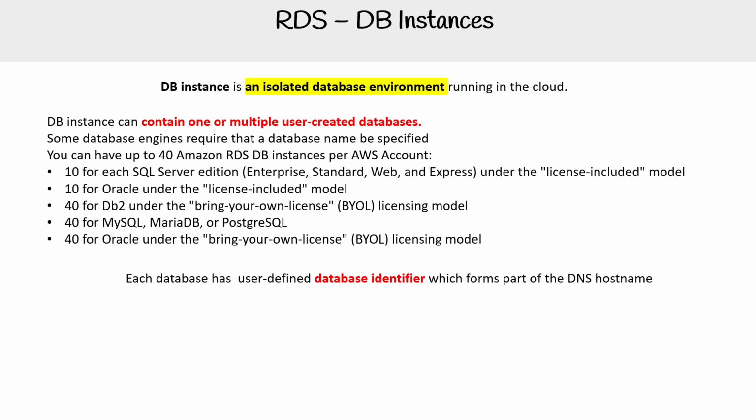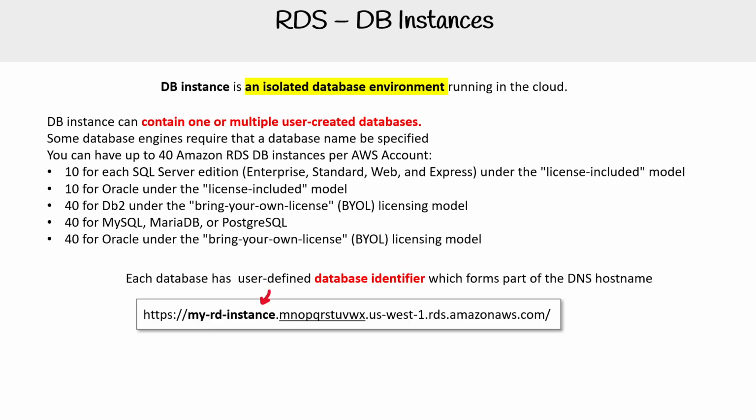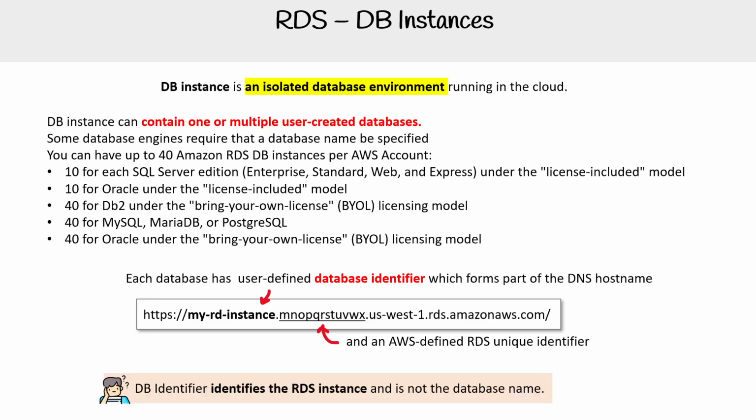Each database has a user-defined database identifier, which forms part of the DNS host name. Okay, so the DNS endpoint is how you'd establish a connection. Notice that it has the database identifier, which just says my RDS instance. It's the name of your database instance, not your database. And then there's also this AWS-defined RDS unique identifier, which you don't ever have to worry about, you just copy and paste it from the URL. The database identifier identifies the RDS instance, it is not the database name, okay? If this was a connection string URL, the database name would be right here on the end.